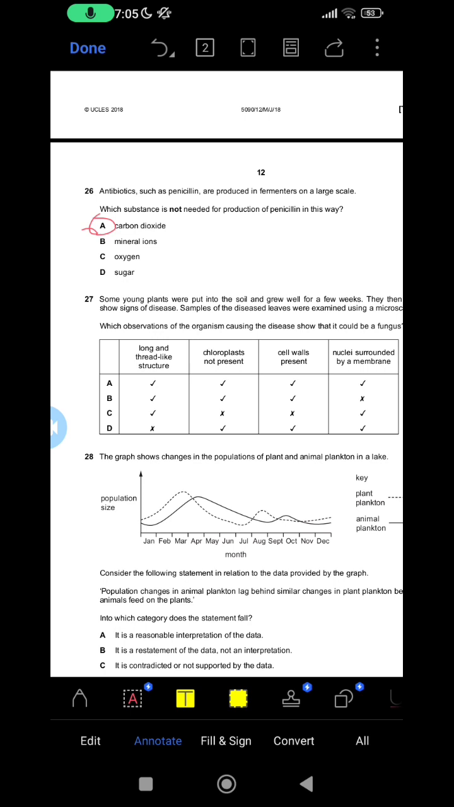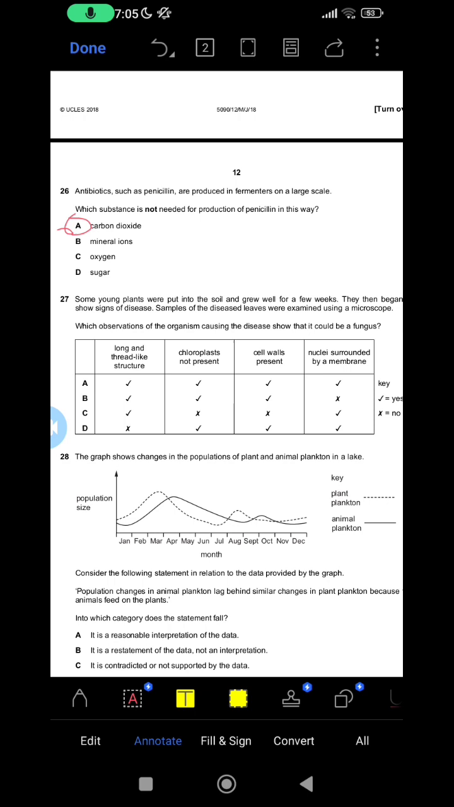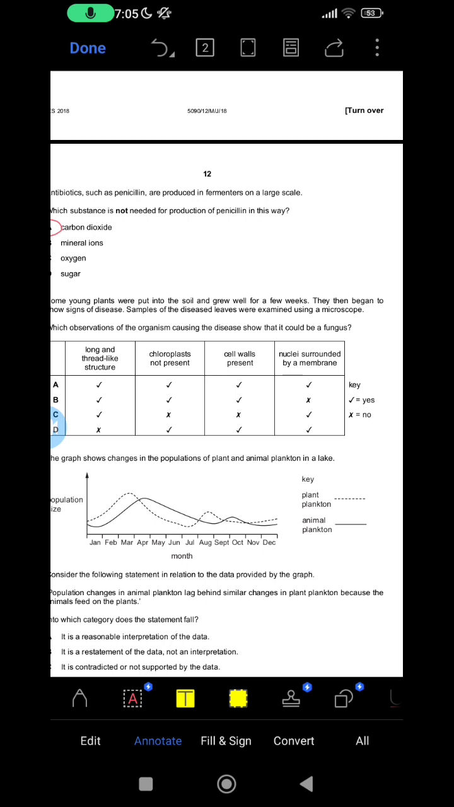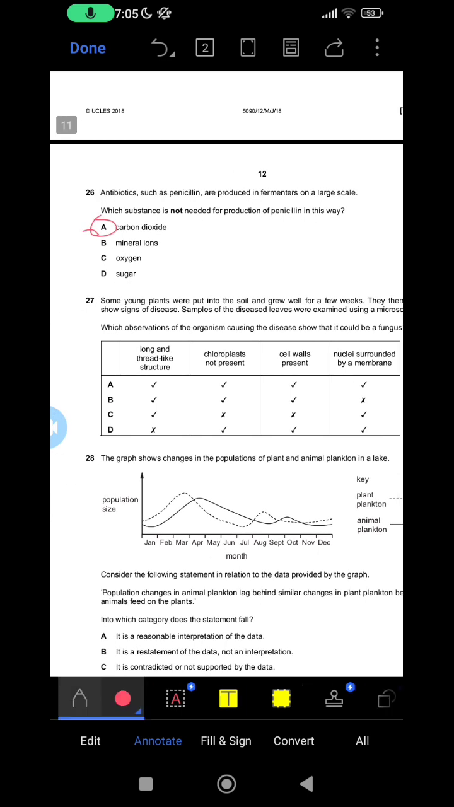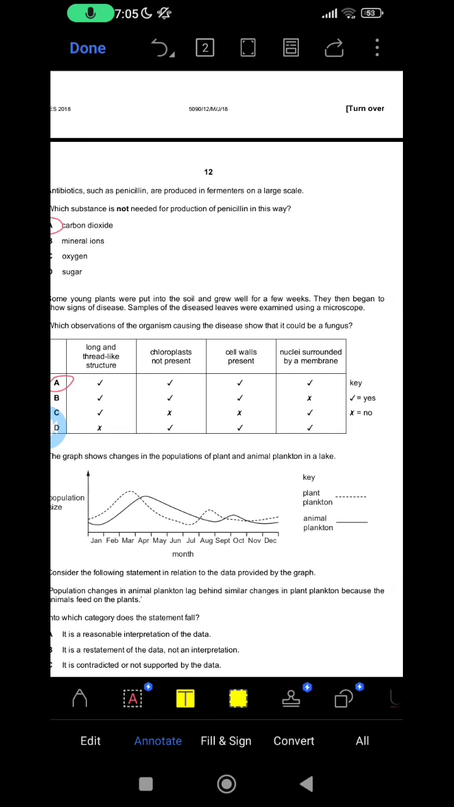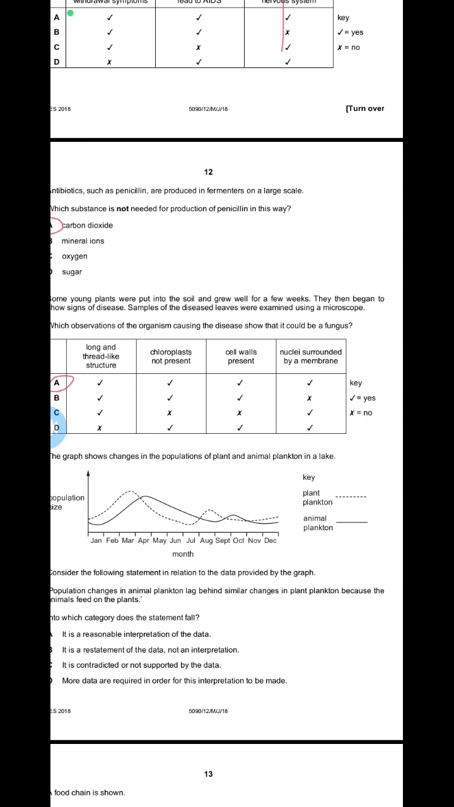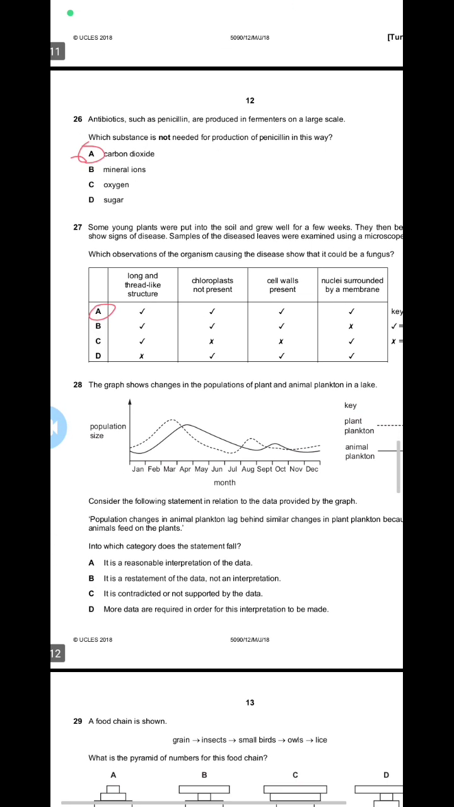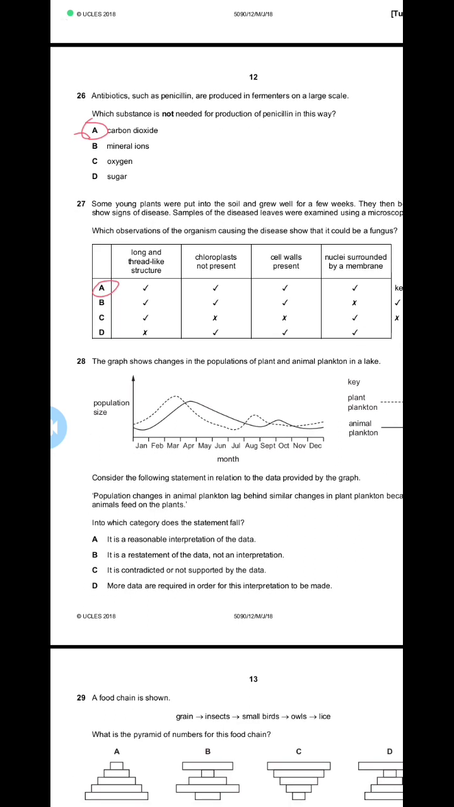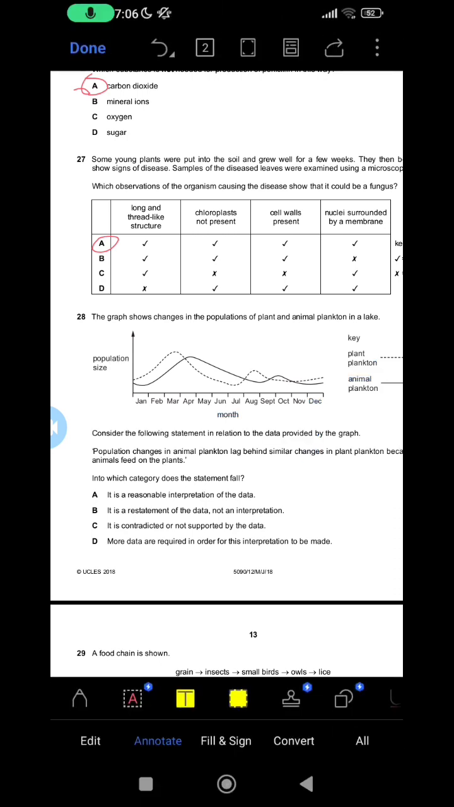So D is incorrect because it says cross. Now it's above 3. Chloroplasts not present. Yes, chloroplasts are not present in the fungus, so it's now either B or A. Cell walls present. Yes, cell walls are present. Nucleus surrounded by membrane. Yes, so A is the correct option. The nucleus is surrounded by membrane, which is true, but it is crossed in B, so B is incorrect. C is incorrect because cell walls are present, but it says cell walls are not present. And A is incorrect because it is a long and thread-like structure, which is not being indicated by D.